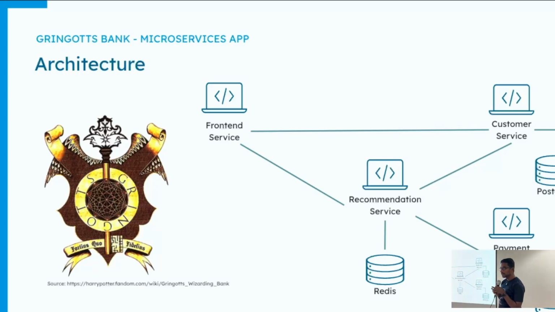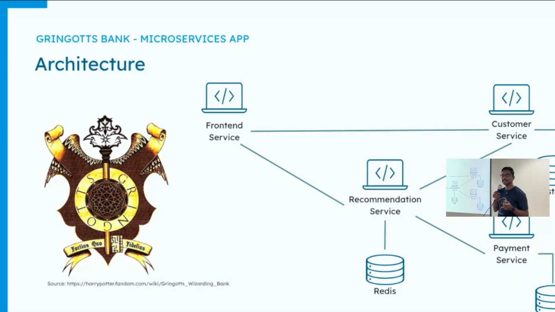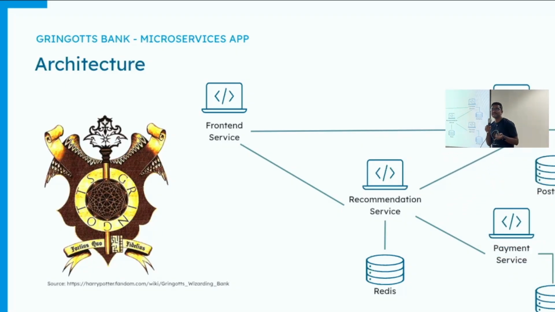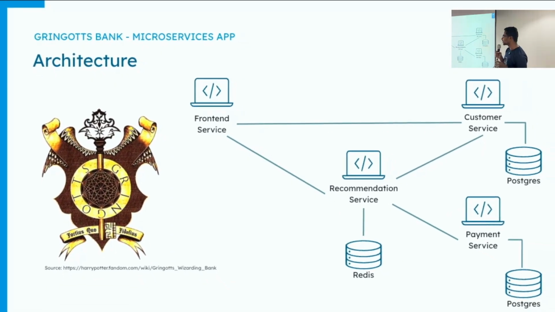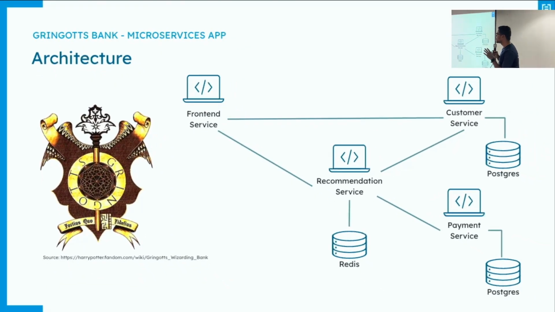So before getting into distributed tracing, I would like to introduce the simple application which I developed to demonstrate it. It's called Gringotts Bank, which is a bank for wizards from the Harry Potter movie. This bank's application follows the microservices architecture. If you see, it has a bunch of services.